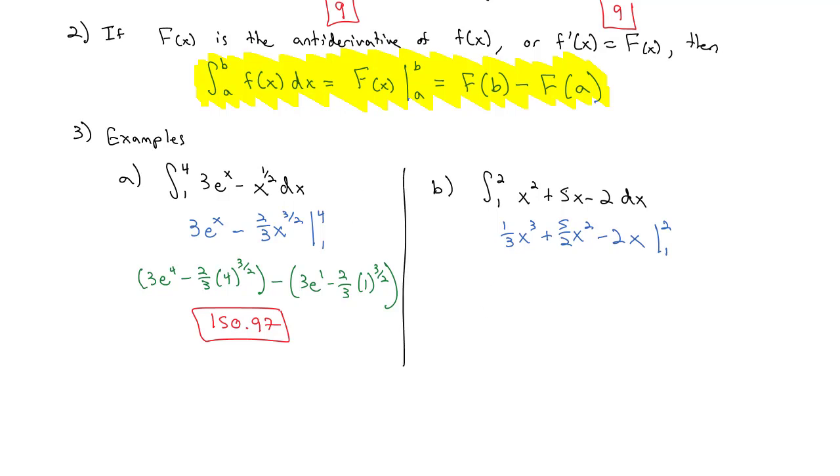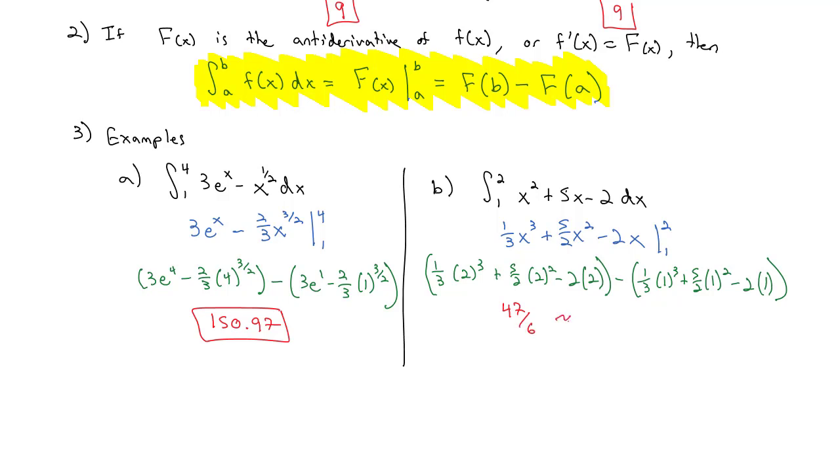Which means we are going to plug in the top number and have 1/3 times 2 cubed plus 5/2 times 2 squared minus 2 times 2. Put all of that in parentheses. And subtract, in parentheses, plugging the 1 in. 1/3 times 1 cubed plus 5/2 times 1 squared minus 2 times 1. And close the parentheses. If I put all that in my calculator, I think I get 47/6, which is approximately 7.833.